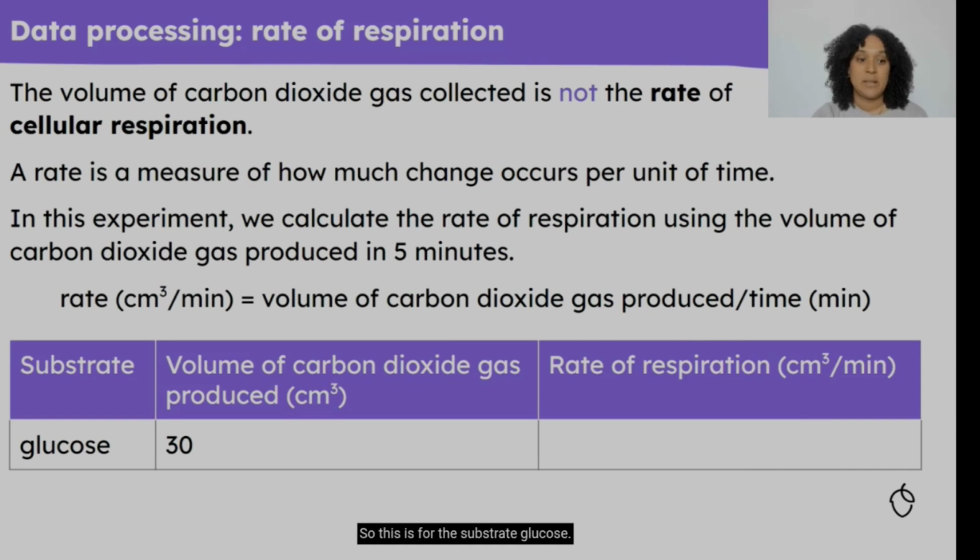So this is for the substrate glucose. The volume of carbon dioxide gas produced was 30 centimetres cubed. So the rate of respiration is going to be 30 centimetres cubed divided by the amount of time we measured that. So that's 5 minutes, 5. So 30 divided by 5. So 6 centimetres cubed per minute is our rate of respiration for the substrate glucose.